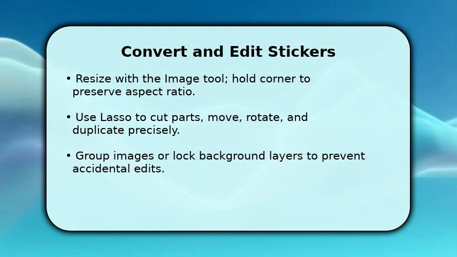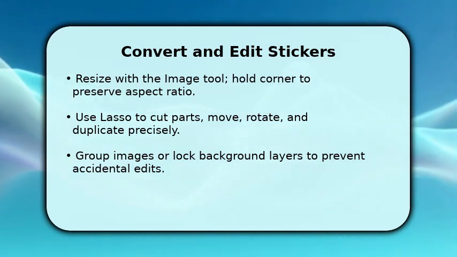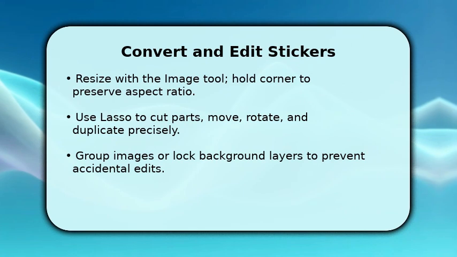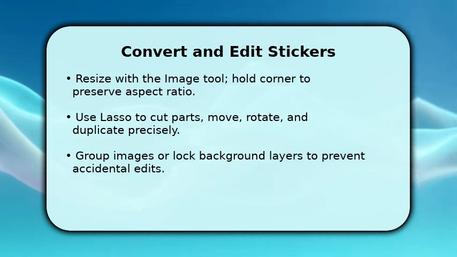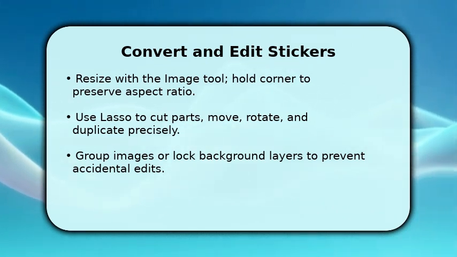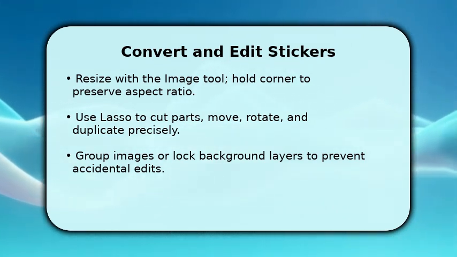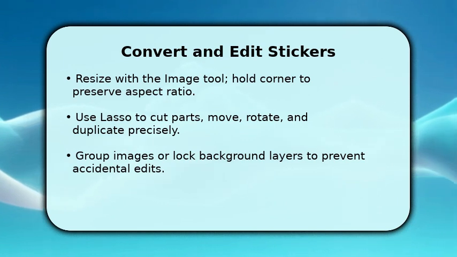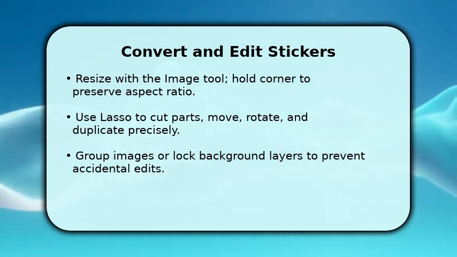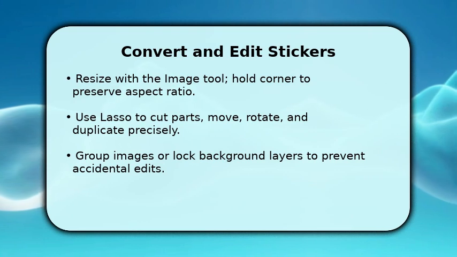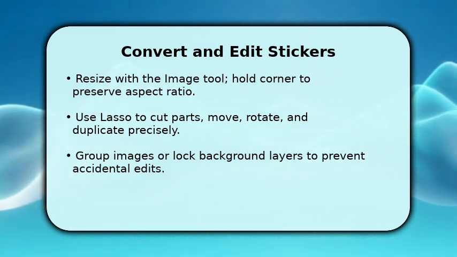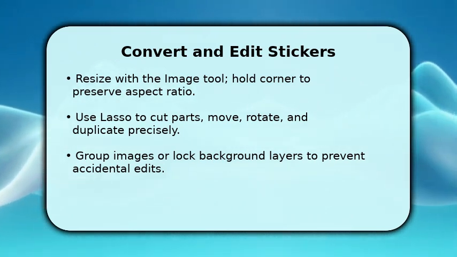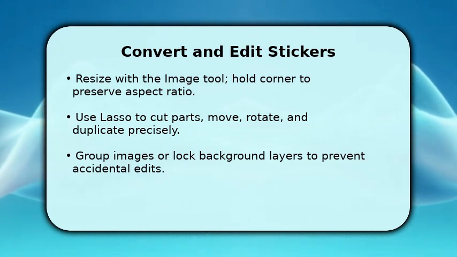You'll refine each image using Goodnotes' image and lasso tools. First, tap an image and drag a corner to resize, hold the corner to keep proportions, and rotate as needed. Next, use the lasso tool to crop or select multiple stickers to move and duplicate in one action. Make sure to group related images or lock base pages so stickers don't shift when you write. This preserves layout and speeds up repeated use.